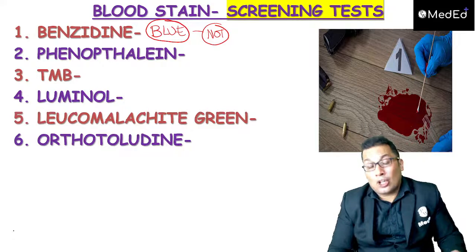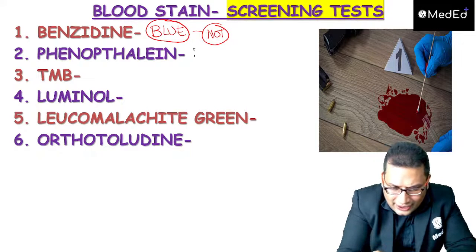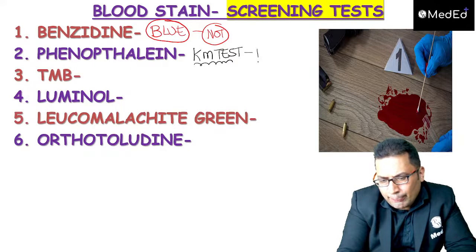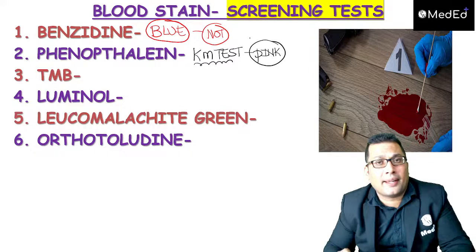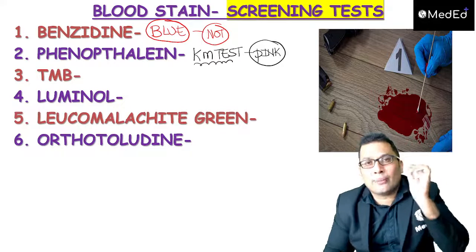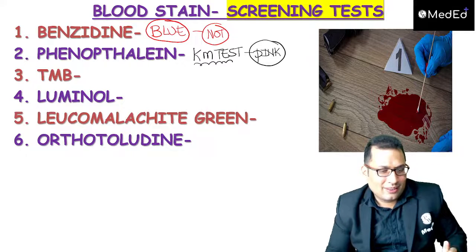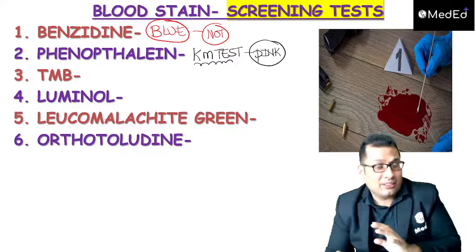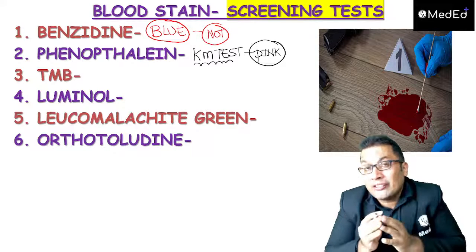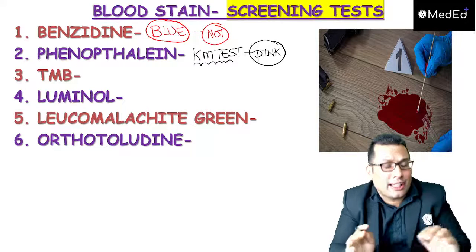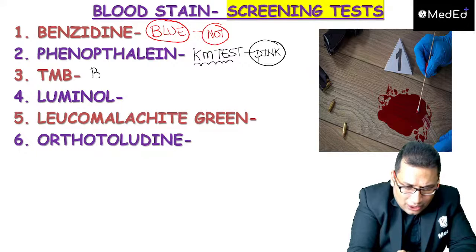Phenolphthalein, one of the common tests, also known as Kastle-Meyer test. The color will be pink. This can be asked in your exam. For the most common test for blood stain, your answer should be phenolphthalein test. Then tetramethylbenzidine, which is a derivative of benzidine, is non-carcinogenic, and that can also be used. The color is blue.